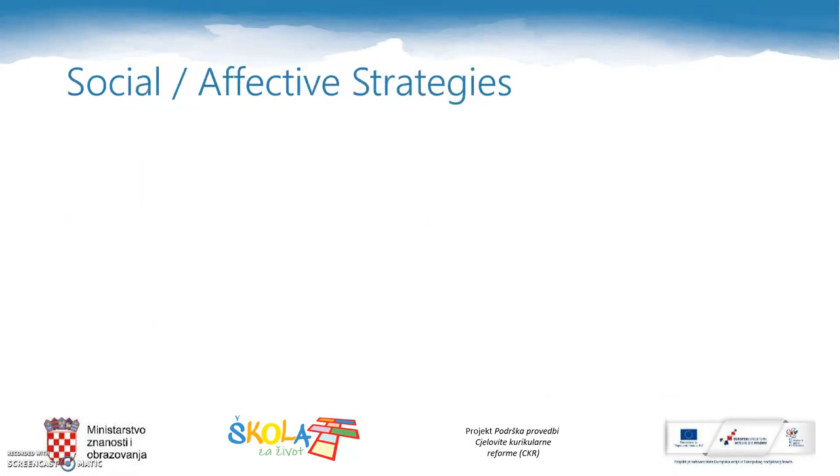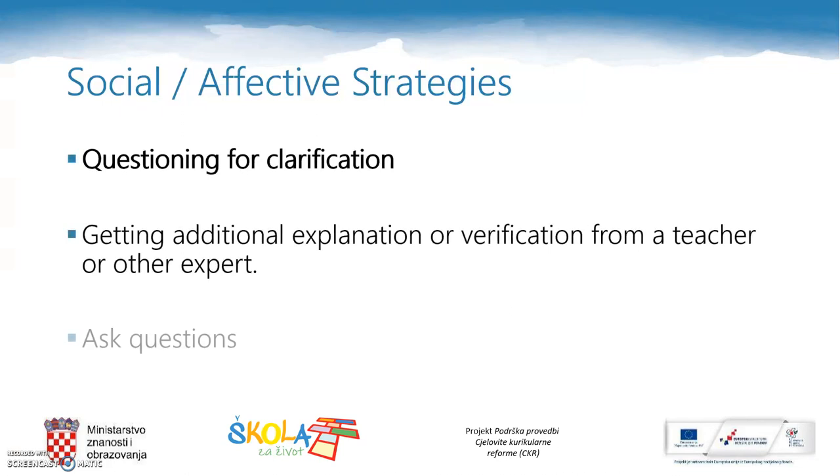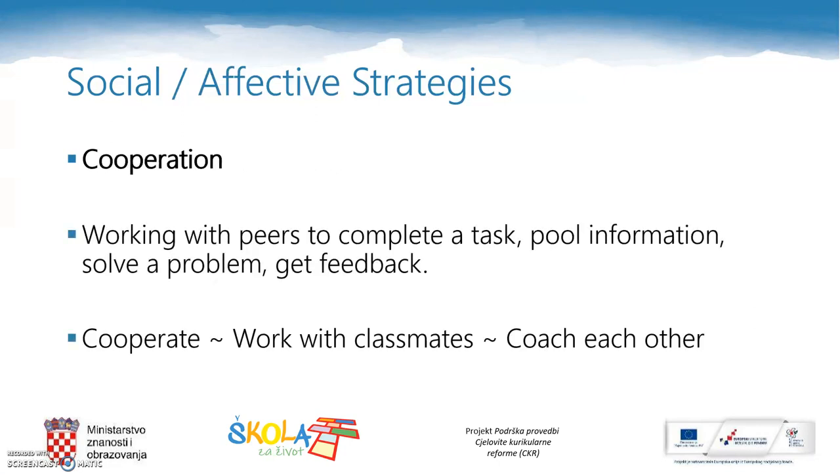Social affective strategies, as it has been said before, consist of using social interactions to assist in the comprehension, learning, or retention of information. They also involve the mental control of personal affect that interferes with learning. They include questioning for clarification, cooperation, and self-talk. Questioning for clarification, or getting additional explanation or verification from a teacher or other expert or a peer, includes simple but powerful asking questions. Cooperation, or working with peers to complete a task, pool information, solve a problem, or get feedback, includes cooperation, working with classmates, and coaching each other.